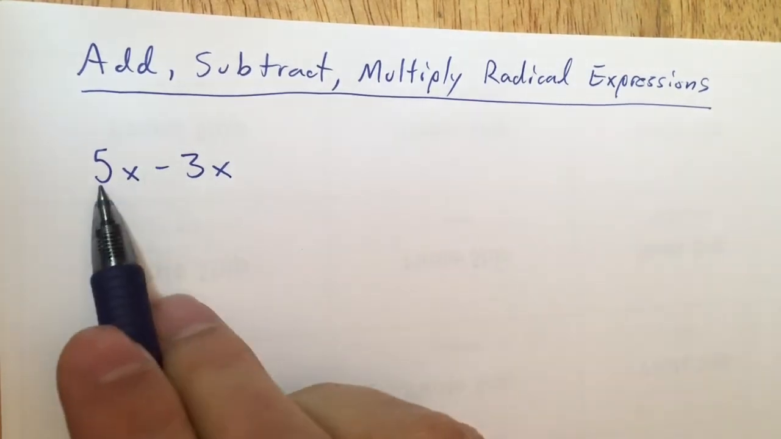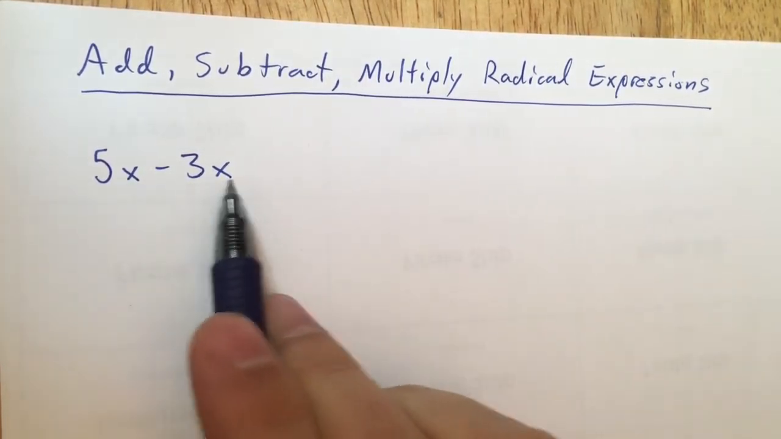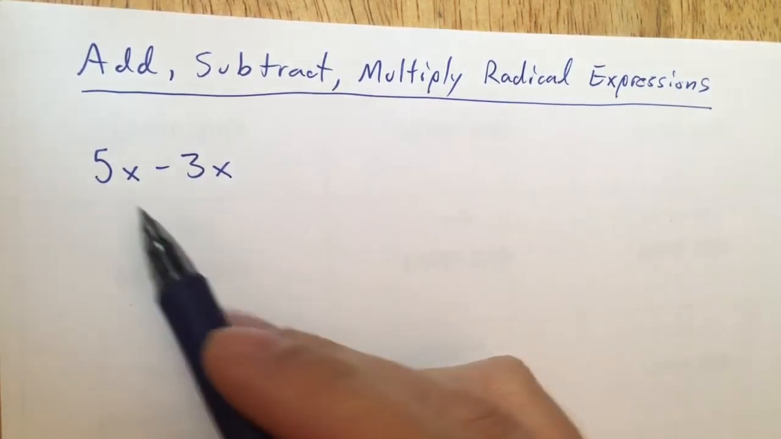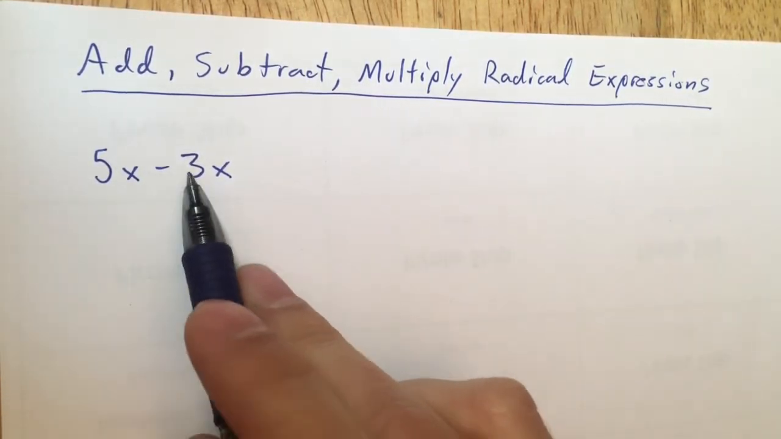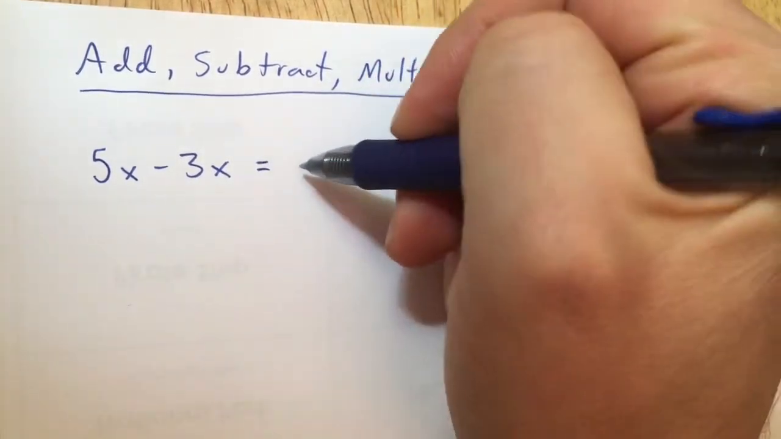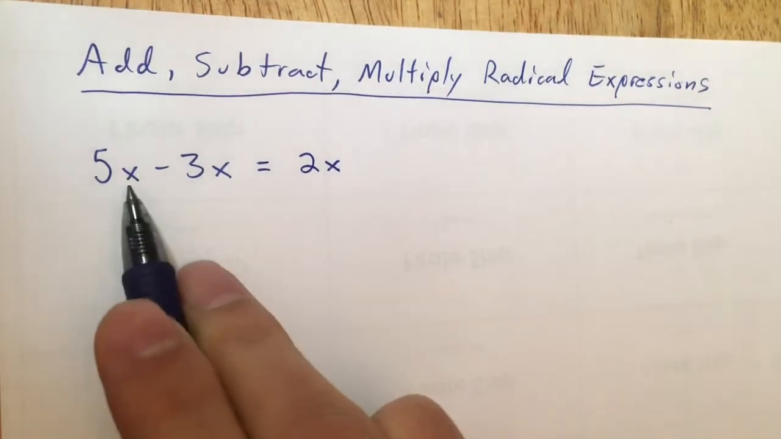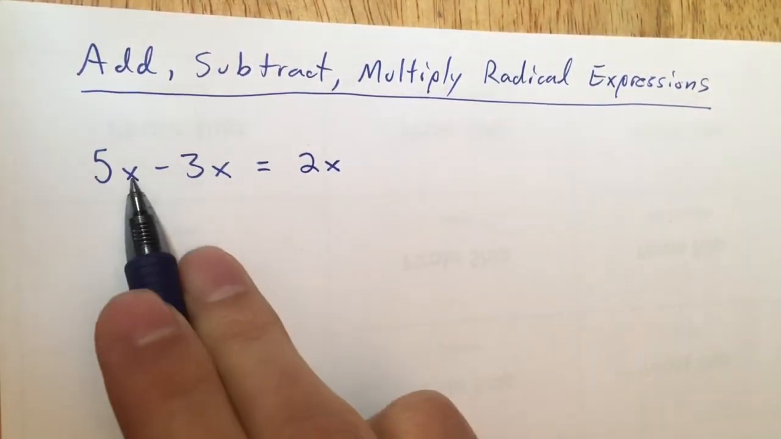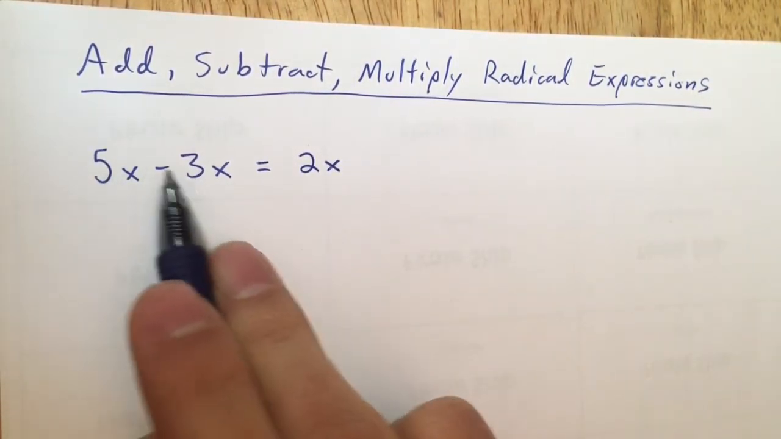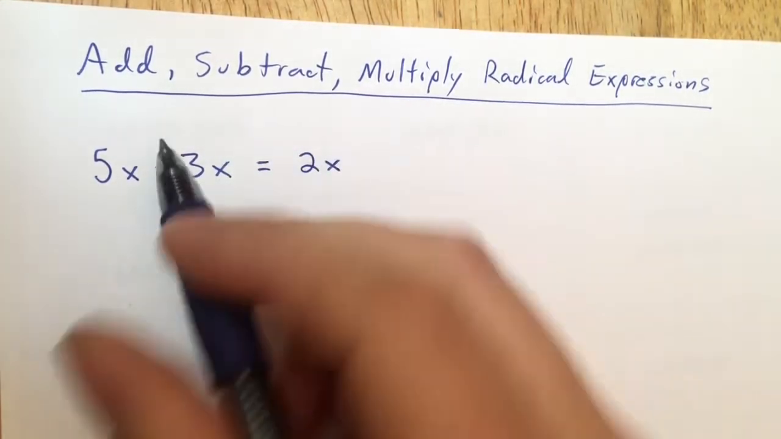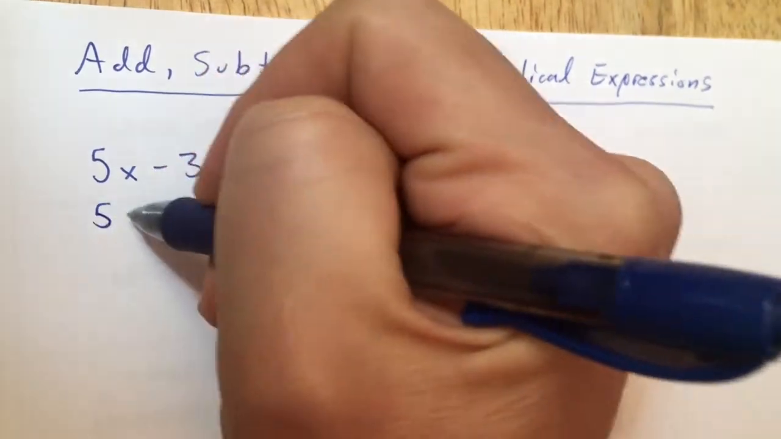Well, these are considered to be like terms because they have the same variable part. You can think of x representing the amount of something like apples. If I have 5 apples minus 3 apples, then 5 apples take away 3 apples leaves me with 2 apples. So because the variable parts are the same, it's apples minus apples, I can just combine the coefficients to get my answer. Whereas if these variables were different, I wouldn't be allowed to do that.